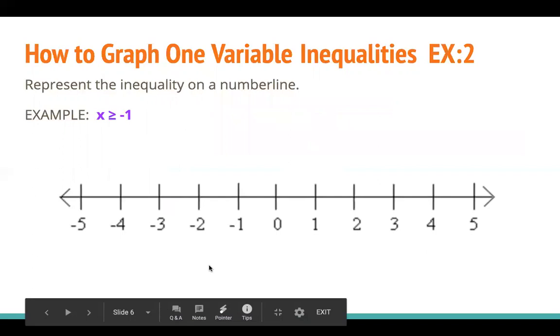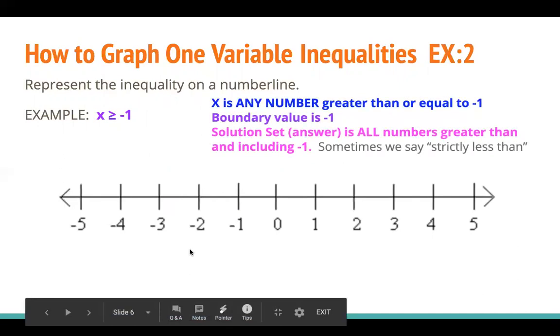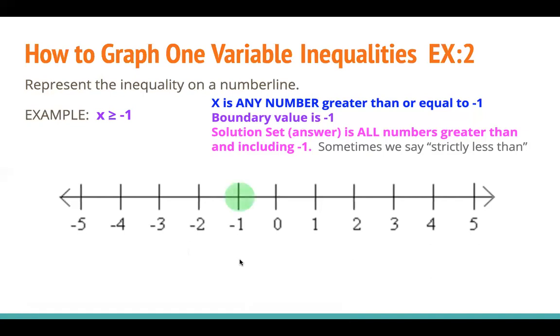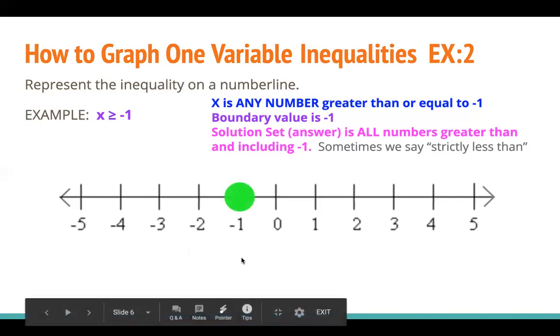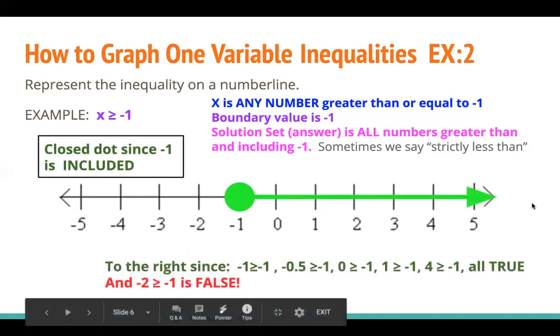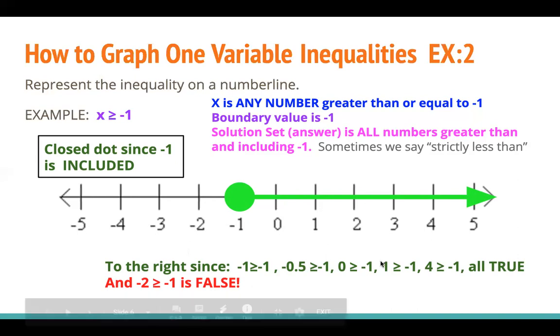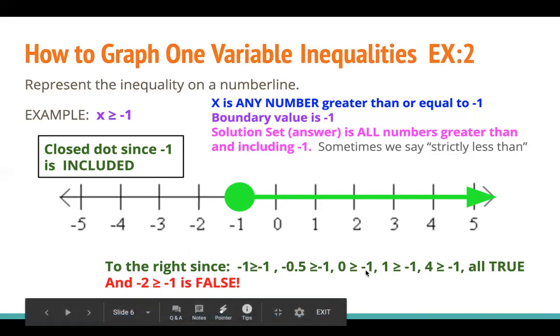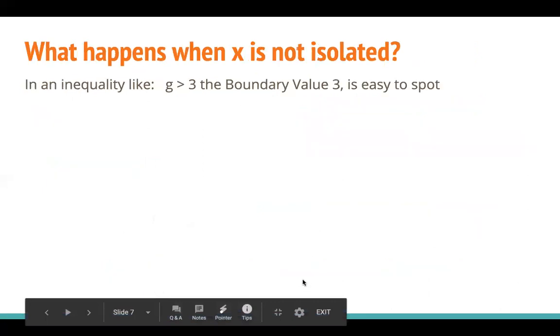So to represent this next one, I have x is greater than or equal to -1. So x can be any number greater than or equal to -1. My boundary value is -1. The solution set is all numbers greater than and including -1. So there I've got my closed dot at -1 because it's included. And I shade to the right because those are my true values. -1 is greater than or equal to -1. -0.5 is greater than -1. 0 is greater than or equal to -1, 1, those are all true. The other direction, I get false statements. -2 is not greater than or equal to -1.